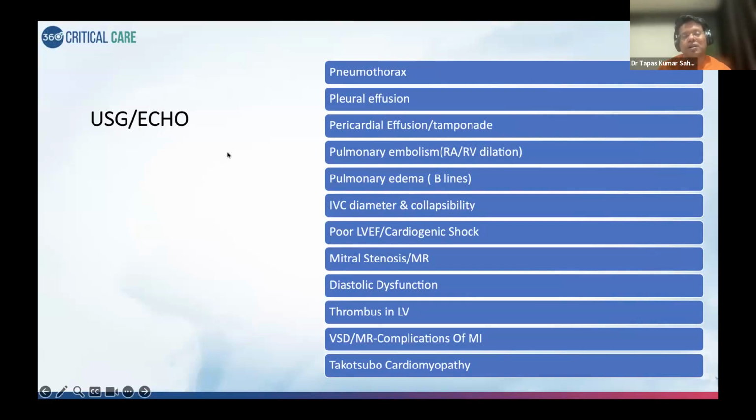Also, in weaning difficulty they would be sharing some screenshots. Thrombus in the LV. Some of the complications of myocardial infarction like VSD, MR, and again Takotsubo cardiomyopathy. Normally the examiner likes to put subarachnoid hemorrhage in the clinical vignette, and following that they would show that this patient has developed cardiogenic shock. Now when you do the echo, you get this typical POCUS finding, revealing that you are dealing with Takotsubo cardiomyopathy.